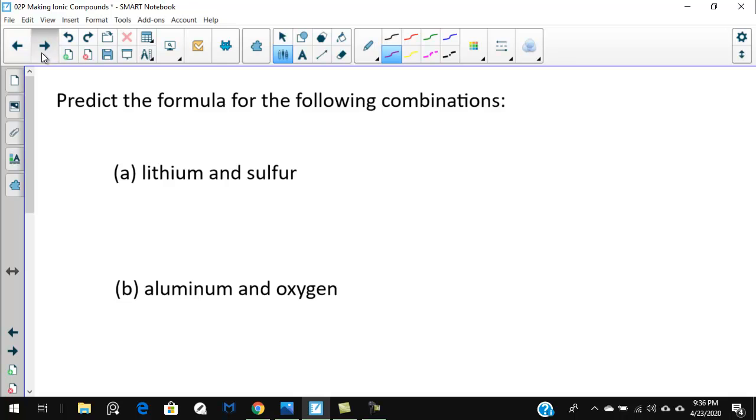Let's just do 2 more together, and then we'll call this video done for now. And tomorrow we'll look at some naming. But for now, let's do lithium and sulfur. So we write down the 2 elements first, lithium, sulfur.